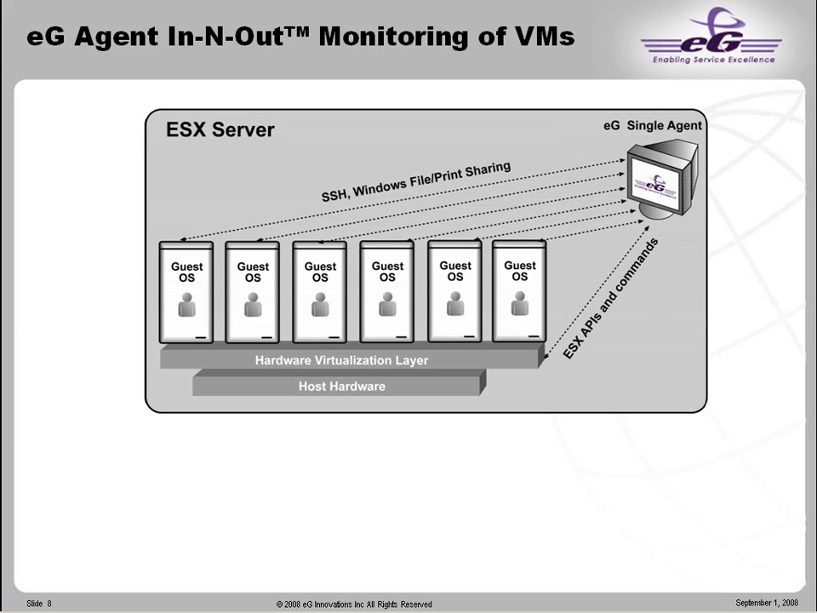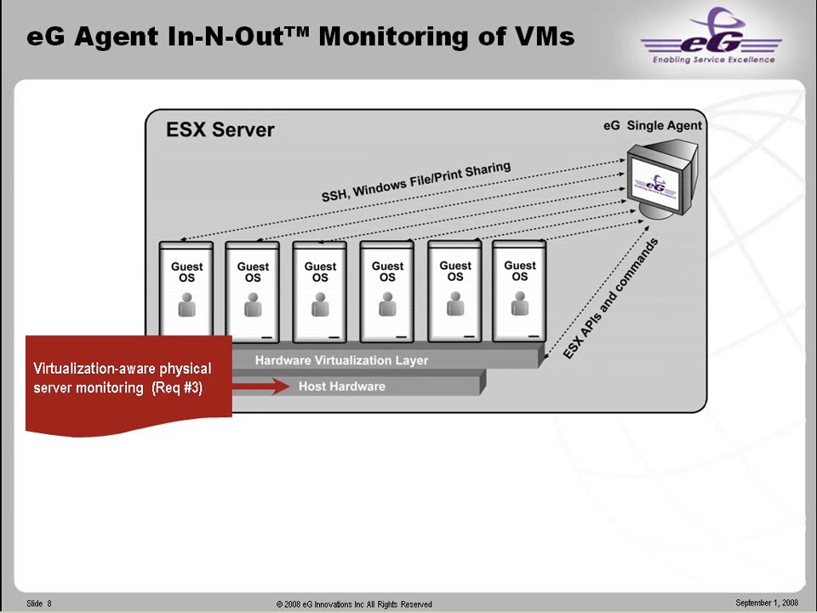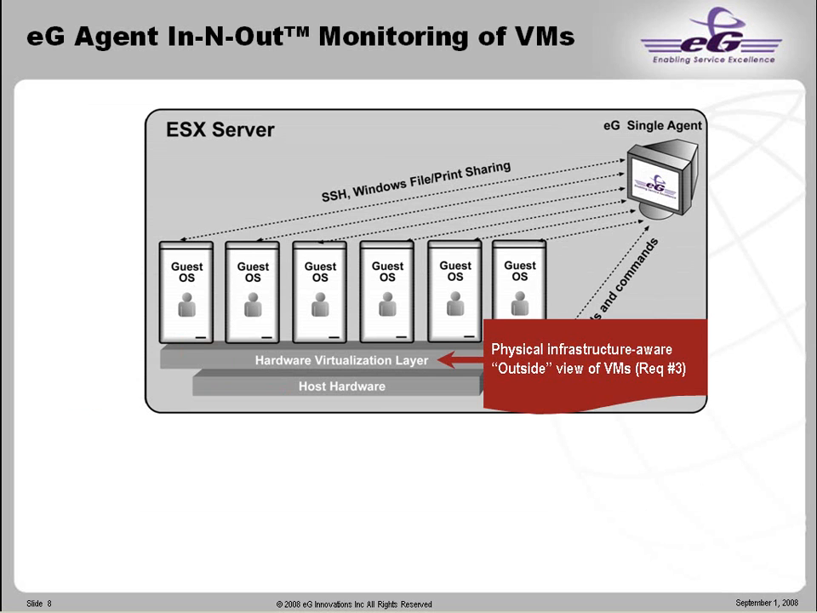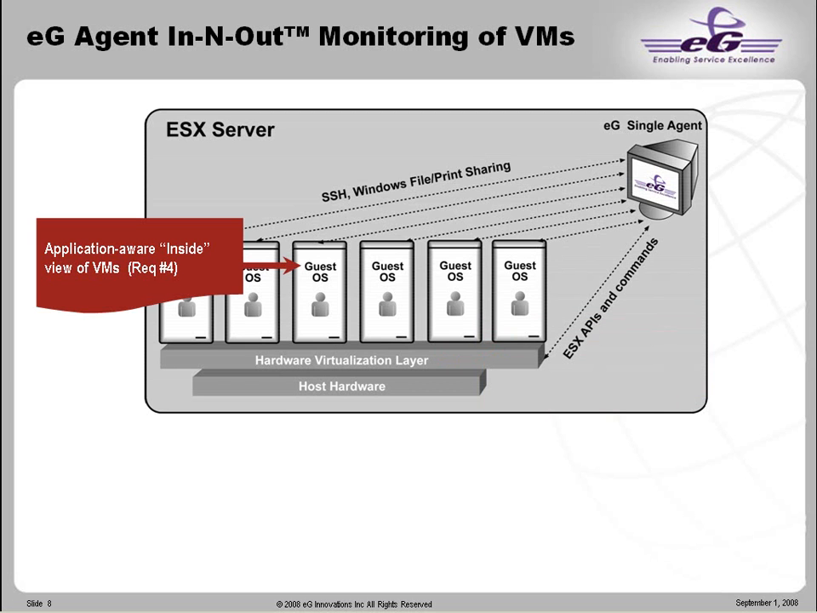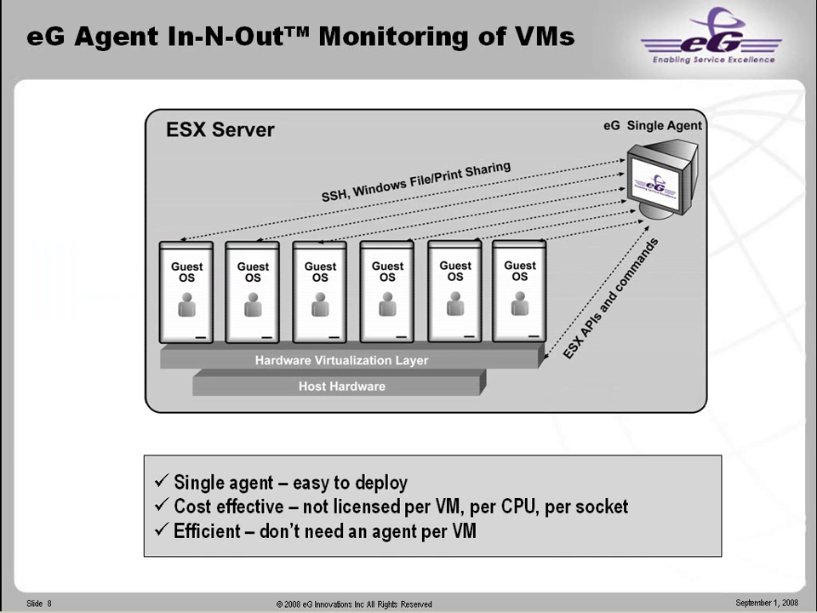For monitoring virtual infrastructures, the EG agent uses a patent-pending in-and-out monitoring approach. It supports virtualization-aware physical server monitoring, a physical infrastructure-aware outside view of VMs, so it can determine what resources each VM is taking up and which physical server the VM is running on at any point in time, and an application-aware inside view of VMs, so it knows what applications are running inside a VM and what % of the resources allocated to the VM they are consuming. The EG agent is easy to deploy, cost-effective, and efficient.